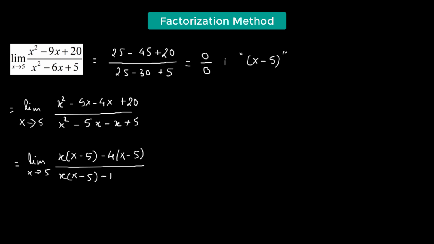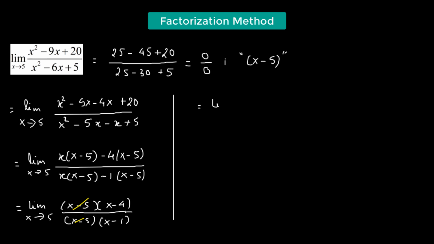Taking negative 1 as the common factor, we have x minus 5, which will be equal to limit x going to 5 of x minus 5 multiplied by x minus 4, divided by x minus 5 times x minus 1. So we have x minus 5 as the common factor in both the numerator and the denominator. So we are going to cancel it out.